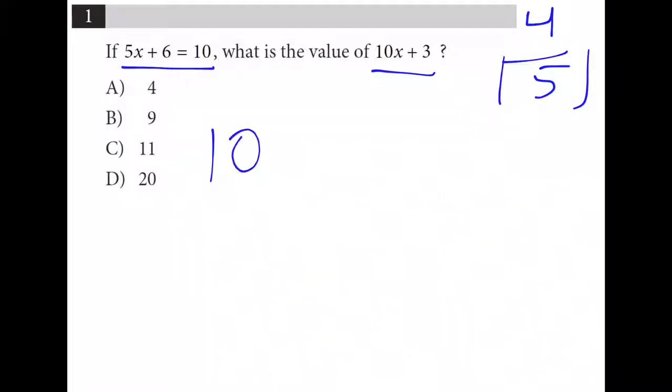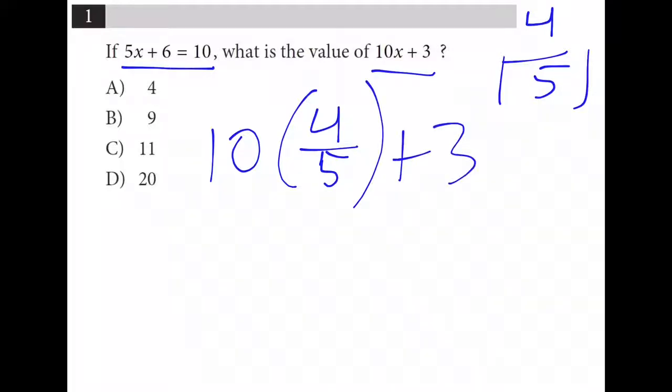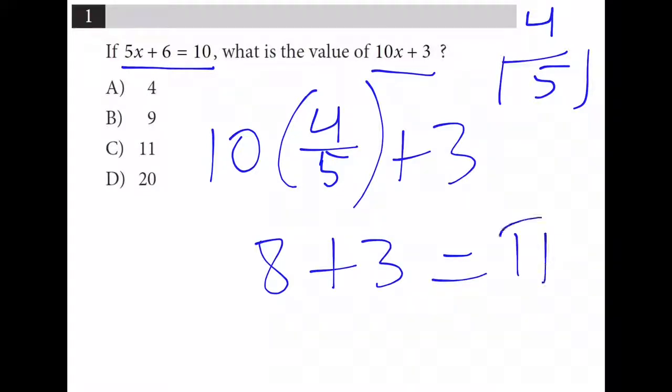So 10 multiplied by the fraction 4/5 plus 3. Well, I can multiply straight across the top and then divide if I like. 10 times 4 is 40, divided by 5 is 8. There's a variety of methods. We'll go with that one. And when I add straight across, I get 11.